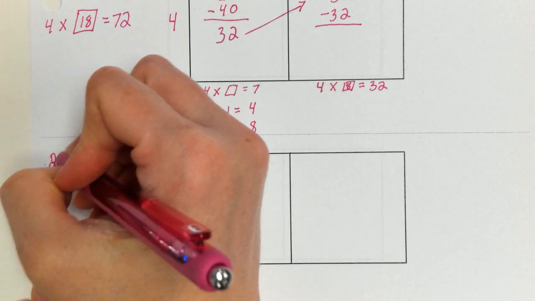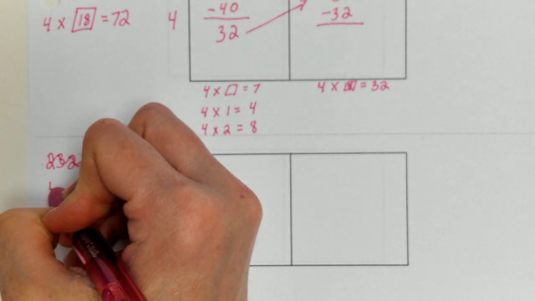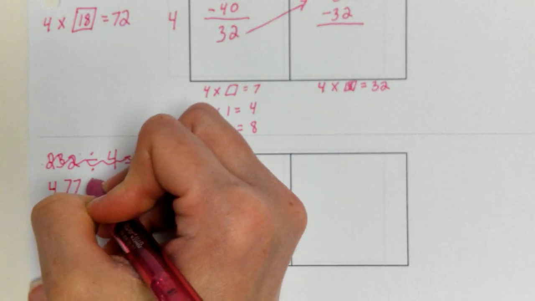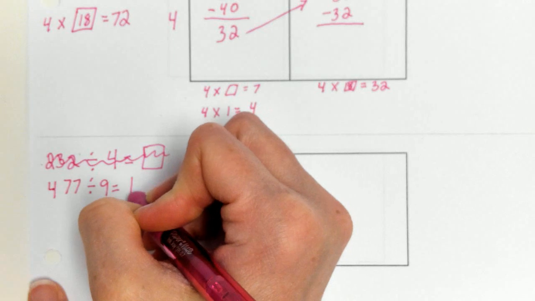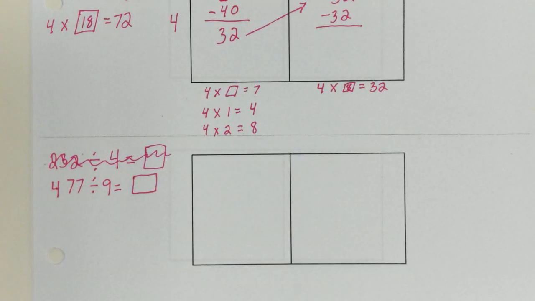Okay. Can we do it? I can get a new one. Can we just change the number? Yes, that's what I'm doing. I'm changing the numbers, and you can still have that 4 right there. So I'm going to change to a different number. All right, 477 divided by 9.